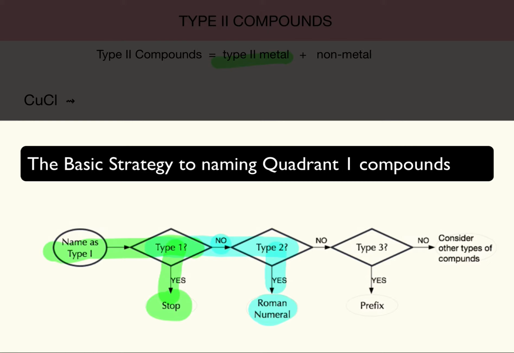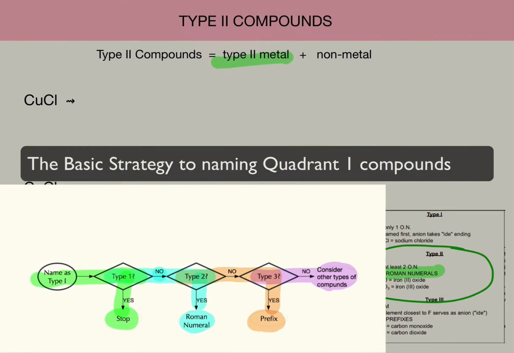And just to look ahead, if I check and see that it's not a type 2, I still keep the type 1 name. I check to see if it's a type 3. If it is, I just add a prefix to the type 1 name, and then I'm done. And if I name it as a type 1 and I find out it's not a type 1 or type 2 or type 3, that's when I just bail and I move to another quadrant.